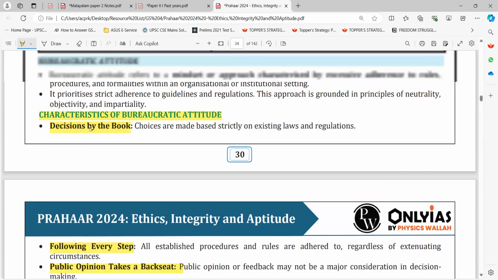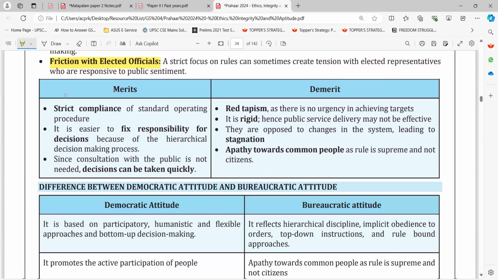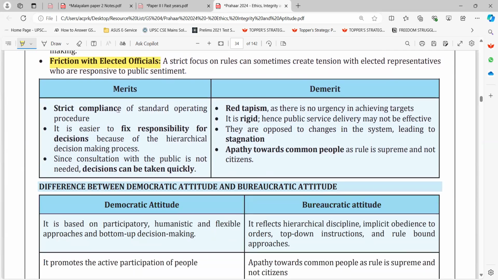Merits and demerits. Merits of bureaucratic attitude. Strict compliance of standard operating procedure. It is easier to fix responsibility for decisions because of the hierarchical decision making process.